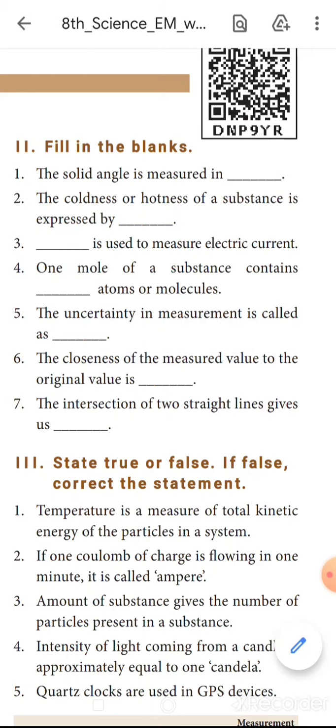Next, the coldness or hotness of a substance is expressed by temperature. Then the third one, dash is used to measure electric current. Ammeter. Answer is ammeter.